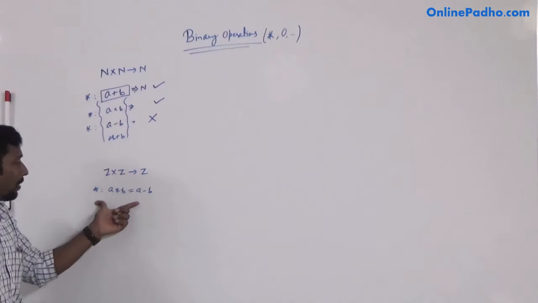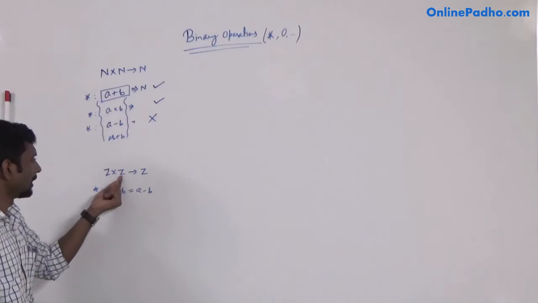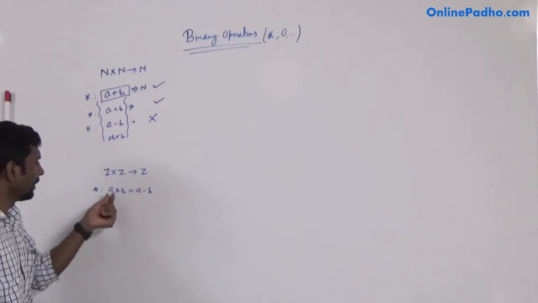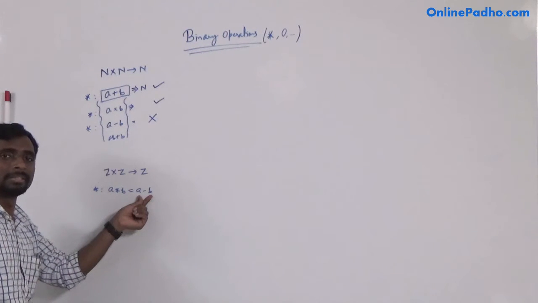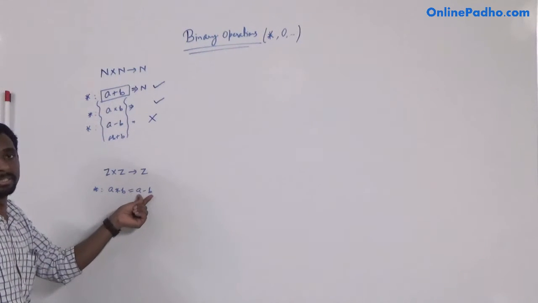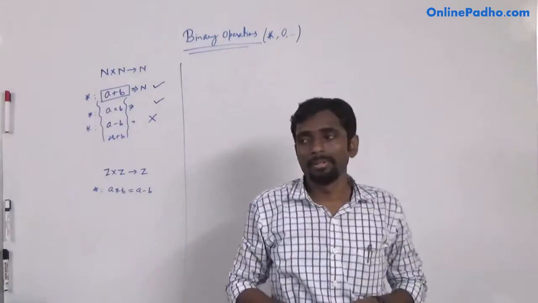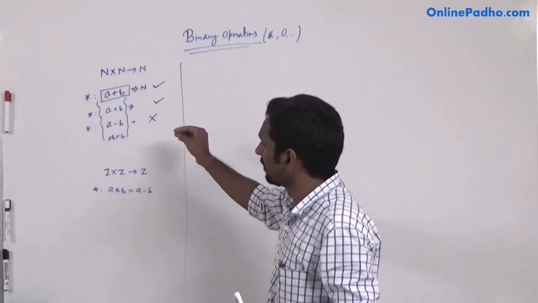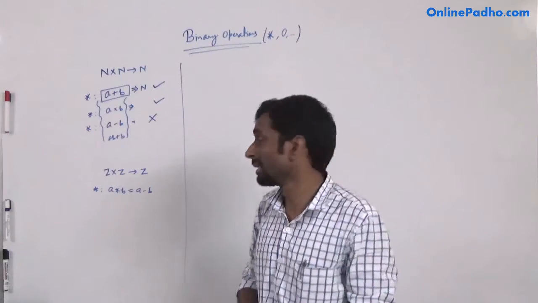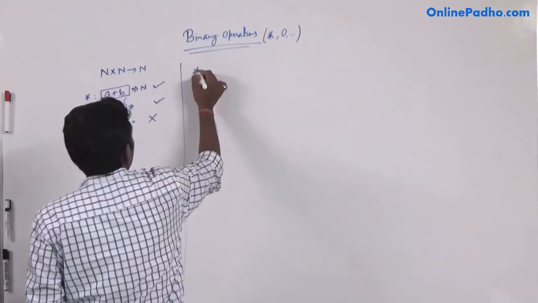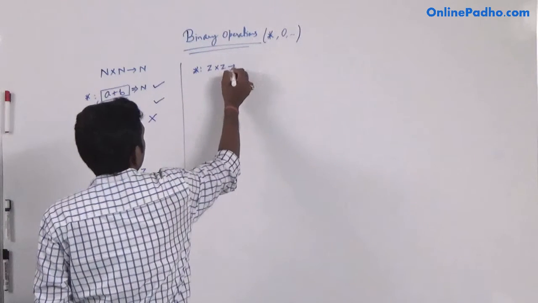Why? Because these two, a and b, must be integers and tend to another integer. So here a and b are integers and a minus b is also an integer. A minus b must be an integer, right? So this is the binary operation. This is a kind of function, and it is denoted by a star. You can say that star takes two integers to integers.